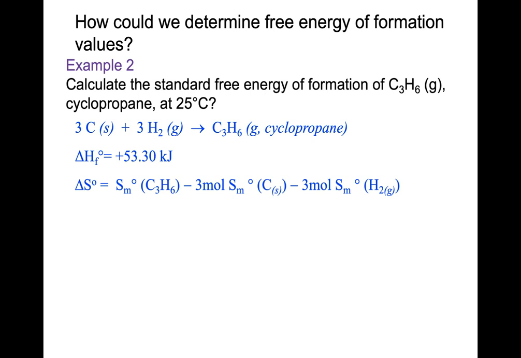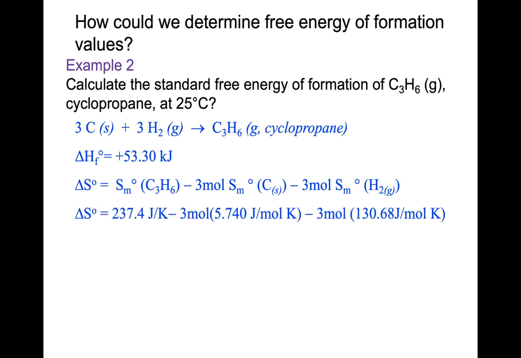We can find the delta S of this reaction by doing products minus reactants. So 1 mole of cyclopropane minus 3 moles times the standard molar entropy of carbon minus 3 moles times the standard molar entropy of hydrogen gas. If I place those numbers in, I need to look these up in a table.